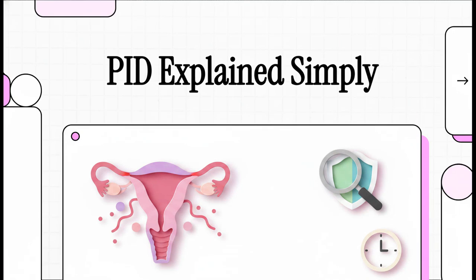Today, we're diving straight into the medical data behind one of the most critical, yet surprisingly misunderstood conditions in women's health. We're talking about pelvic inflammatory disease, or PID. We're going to unpack exactly what this condition is, how it behaves in the body, and why catching it early isn't just important, it's absolutely vital. So let's jump right in.